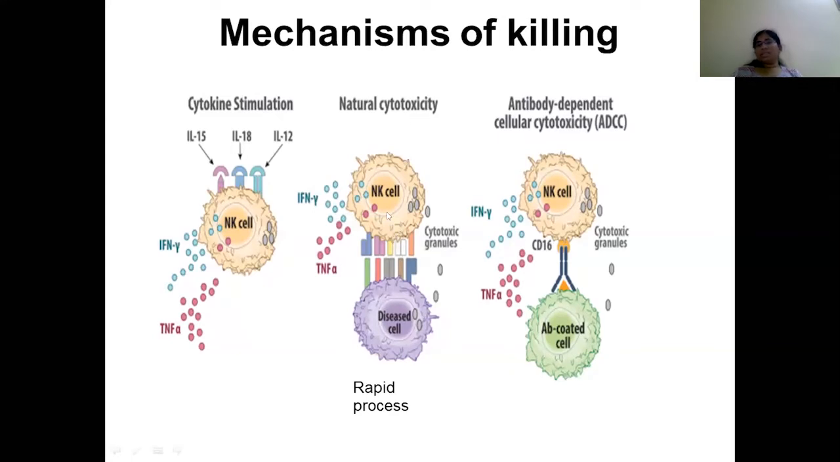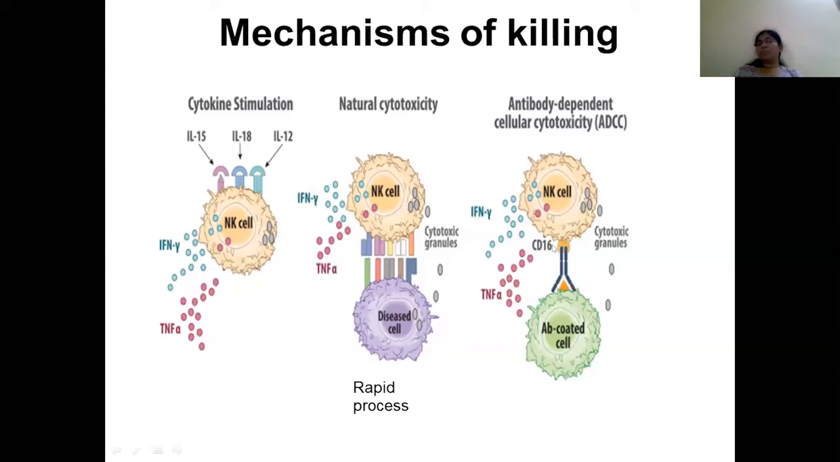The classic thing is that the NK cell ligates with the antigens which are present on the disease cells, releases its cytotoxic granules along with some interferon gamma and TNF alpha, and it kills the disease cell. This is the natural cytotoxicity. Another way is basically cytokine stimulation. When the NK cell gets activated, it releases various cytokines and ultimately leads on to activation of cytotoxic T cells, etc., and kills.